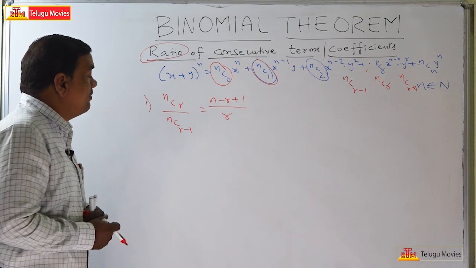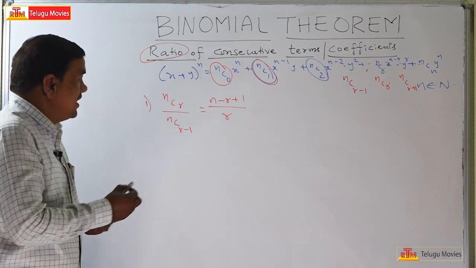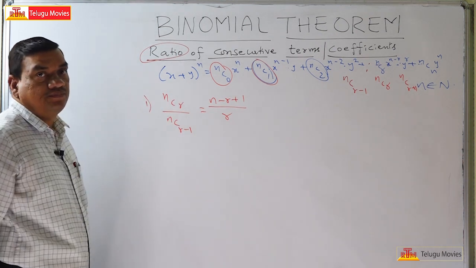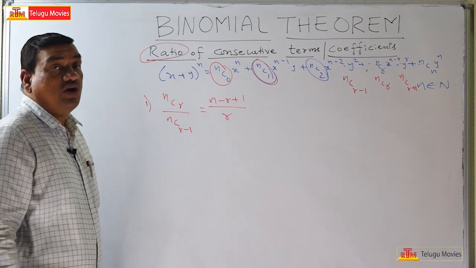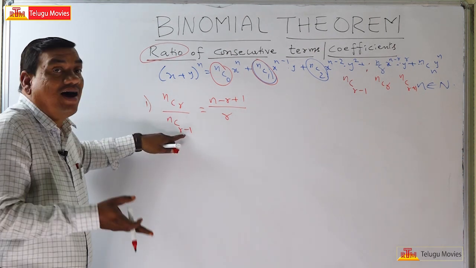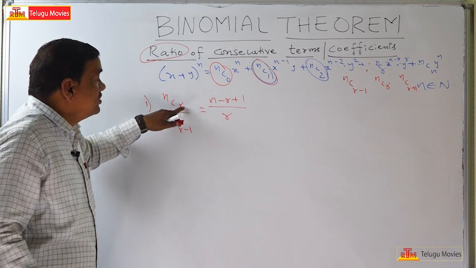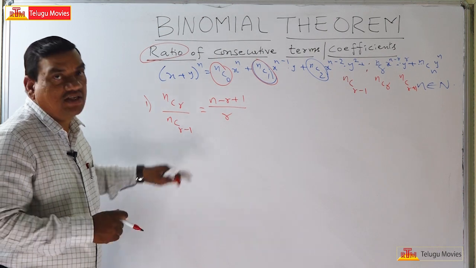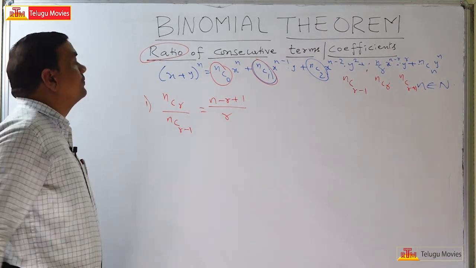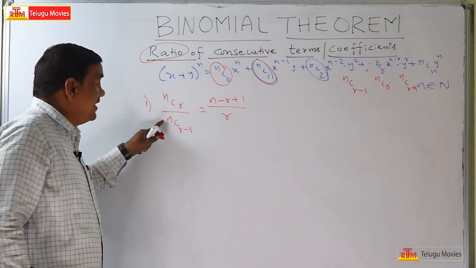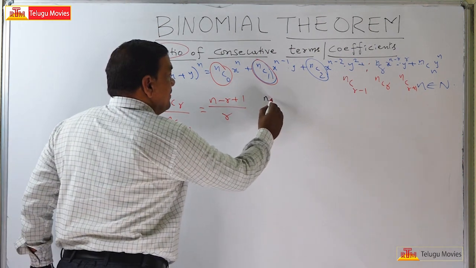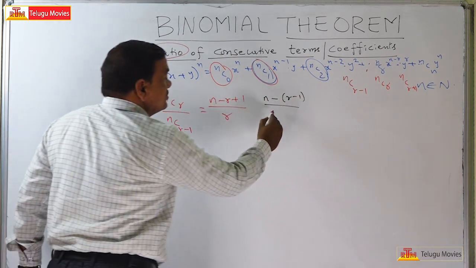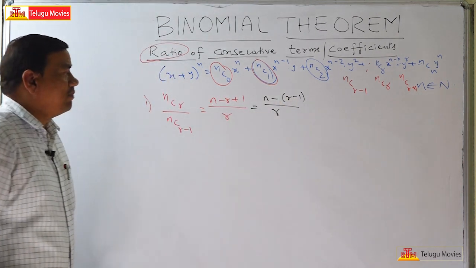Then how to remember? First thing is n, both should be the same. Second thing to observe is, if it is r in the numerator, the other is r - 1, one number less. If it is 4, it is 3. If it is 7, it is 6. Like that, one number less. Then the answer will be n minus r minus 1 in the numerator, that means n - (r - 1), divided by whatever is in the numerator suffix, the same will come. So the same answer, (n - r + 1)/r.